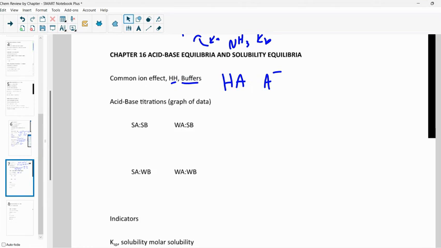All right. Now if I add an acid to this, say HCl, a strong acid, I have weak acid and its conjugate base floating around in water. I can neutralize that acid. What part of this is going to neutralize that acid?